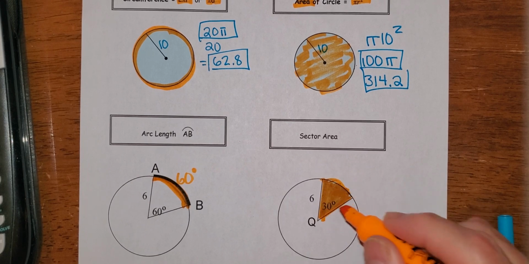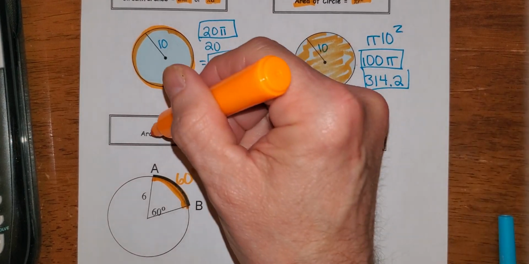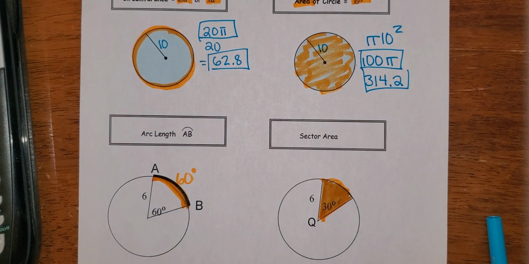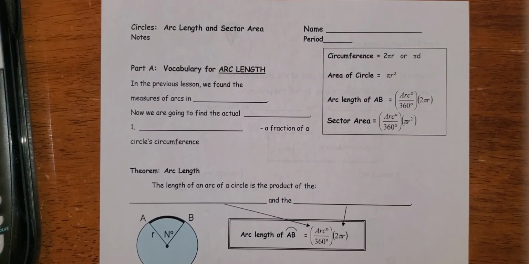So we're finding the area of that sector, so we have to know what part of the circle we're using, and we find the sector. This is the crust of the pizza. This one is the area of the sector. So arc length and sector area have different formulas. Let's go on to the notes, which you've already got filled out, which is kind of nice. All right, so let's start.